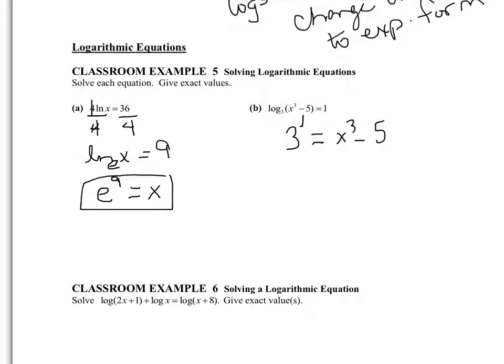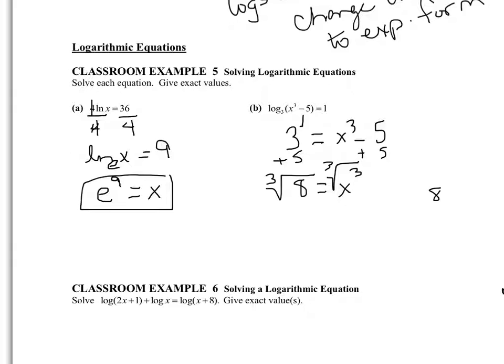I'm trying to solve for x, so we want to isolate it. Let's add 5 to each side. 3 to the first power is just 3. If I add 5 to it, I get 8 is equal to x to the third power. So what I am asking for is what number can you cube to get 8? In other words, I'm going to take the cubed root of each side, or I'm going to raise each side to the 1/3 power, whichever way you want to think about it.